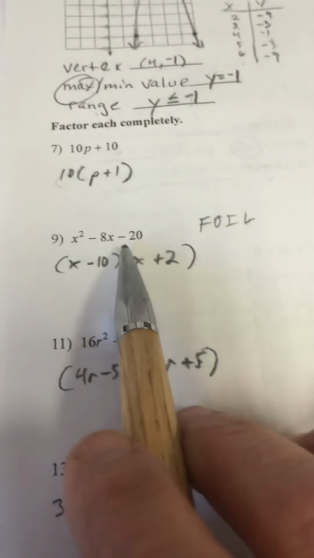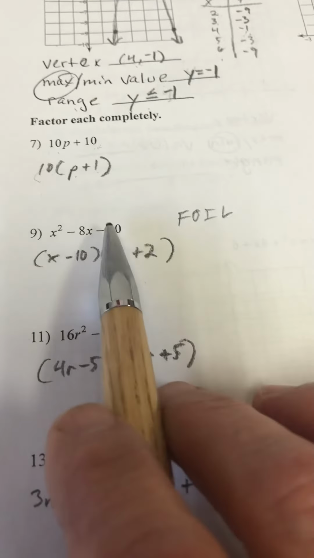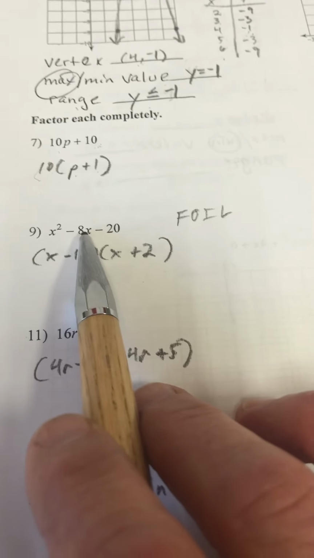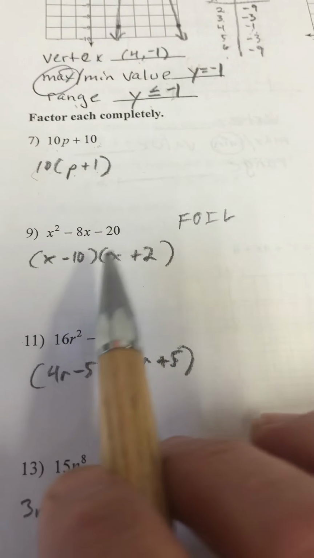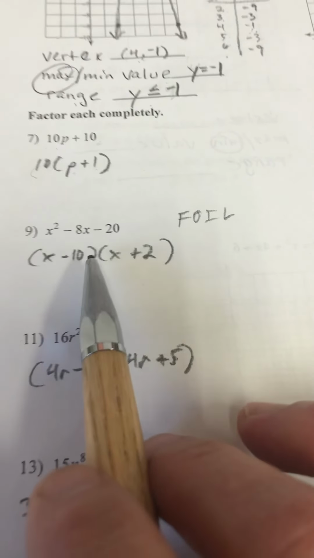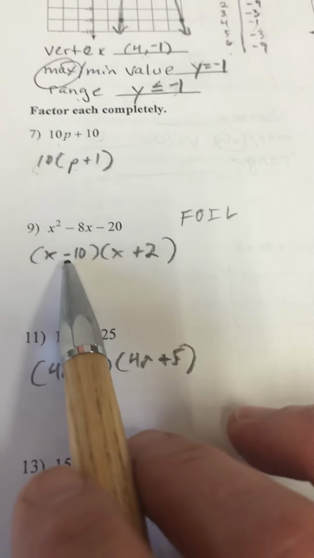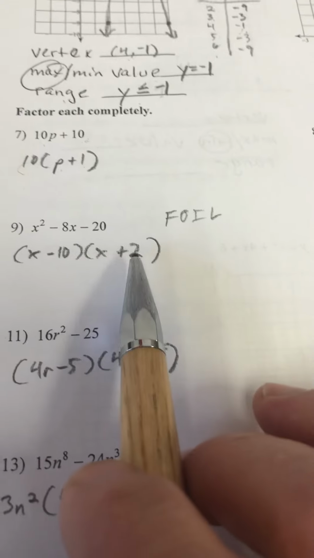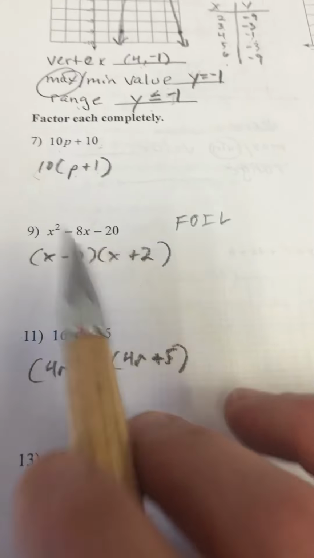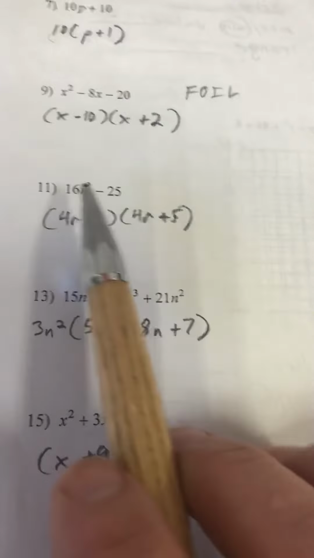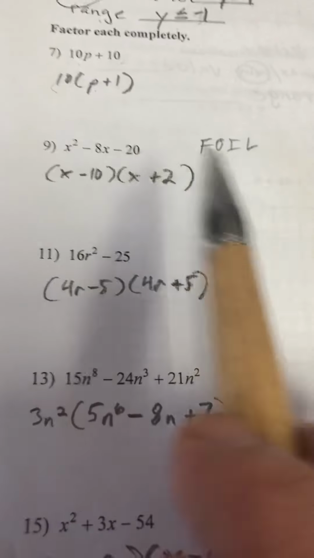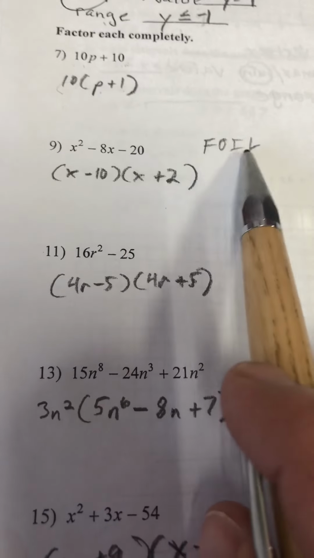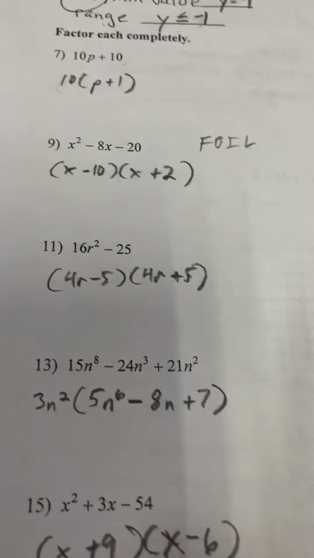I have to think of what I can multiply to get -20 but add to get -8. Well, 10 and 2. When I multiply 10 and 2, I get 20. And if I take a -10 times the 2, I get -20. That's even better. And -10 plus 2 gives me -8. Excellent. And you notice that when I do FOIL backwards, first, outside, inside, last, I come right back to this.